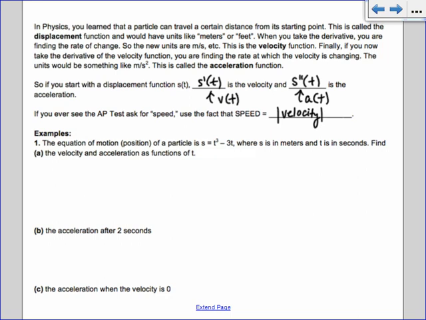Okay, so number one. So it says the equation of motion or position of a particle is this. Okay, it's always something random on the AP test. It's never something that makes sense based on physics. Okay, so where s is in meters and t is in seconds. Find the velocity and acceleration as functions of t. So our velocity is just going to be the derivative of our position function. So when we take the derivative, we get 3t squared minus 3. And our acceleration is going to be the derivative of the velocity function, right? s double prime of t. So it's going to be 6t.